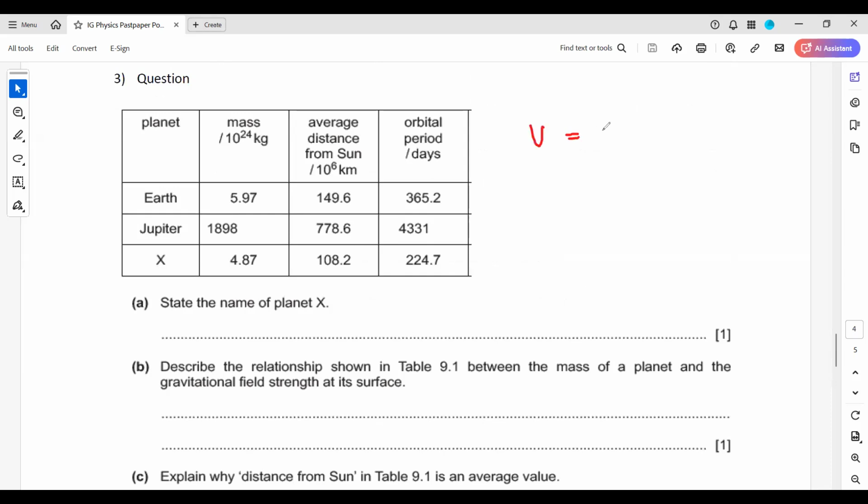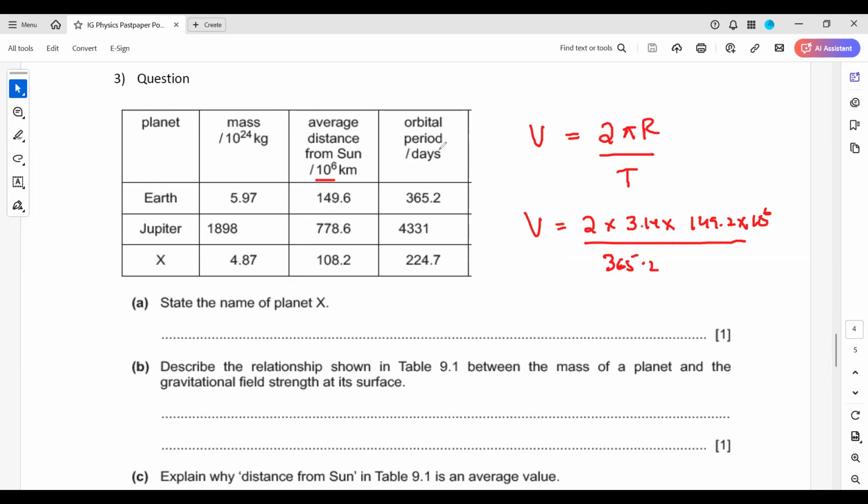The distance moved in a circular path is always 2 pi r. So speed is 2 pi r divided by t. That is 2 multiplied by pi, which is 3.14, multiplied by the radius. Because we need the answer in kilometers, the radius is 149.6 times 10 to the power 6 kilometers, divided by the time. The time is 365.2 days, the orbital period. That's the total time the Earth takes to move around the sun.